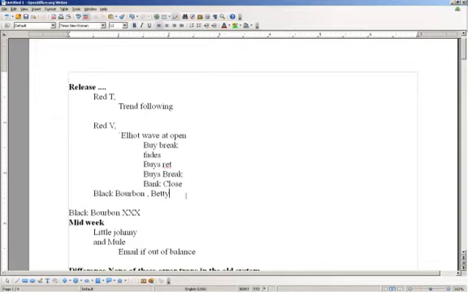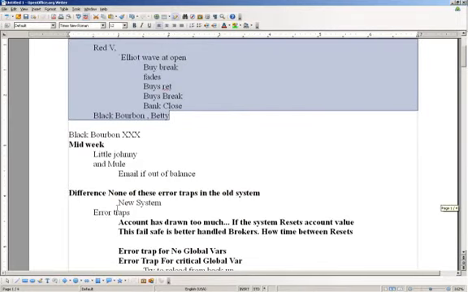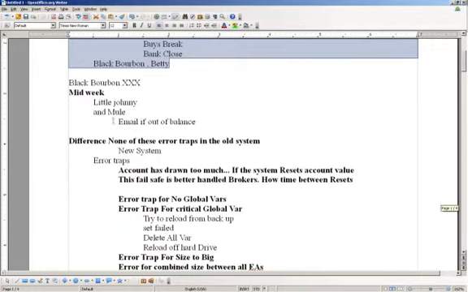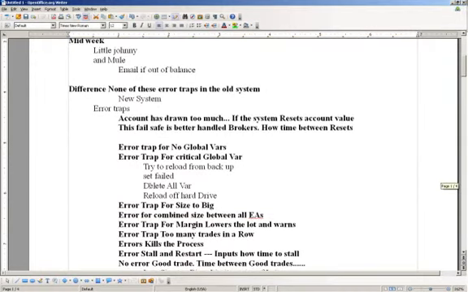I'm going to release Betty and Bourbon on the new system. Well, what is the new system? Well, one more thing. Midweek, I'll release Little Johnny and the Mule. But the differences of these are error traps in the old system.